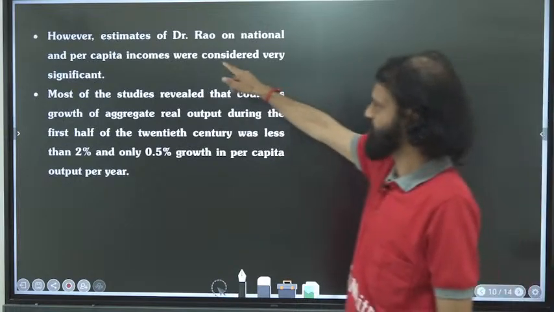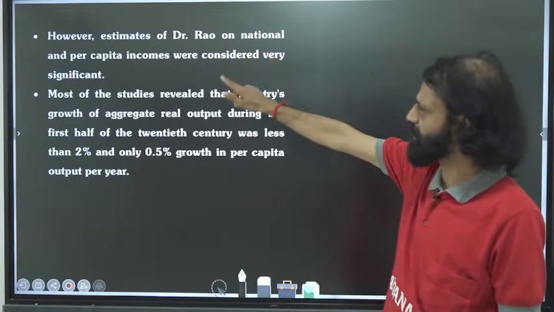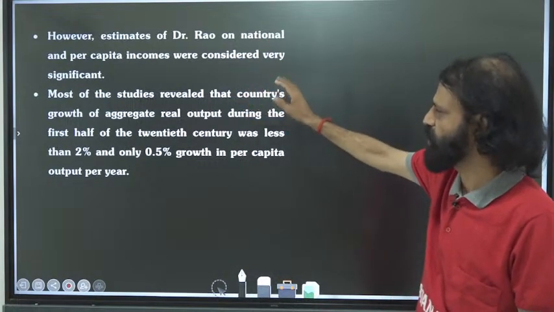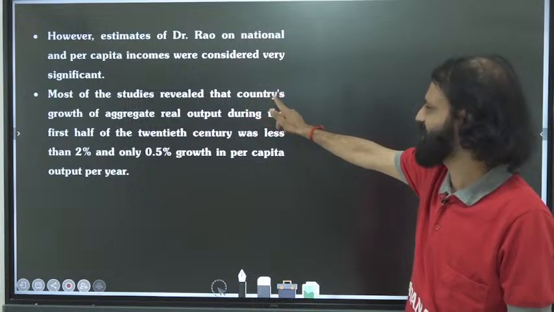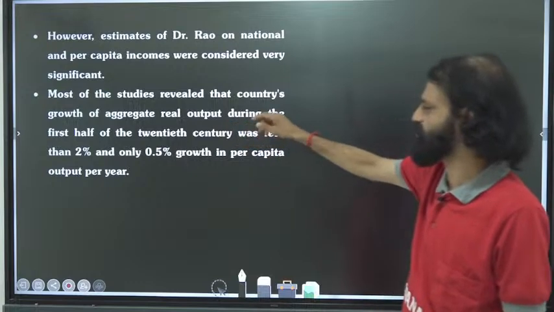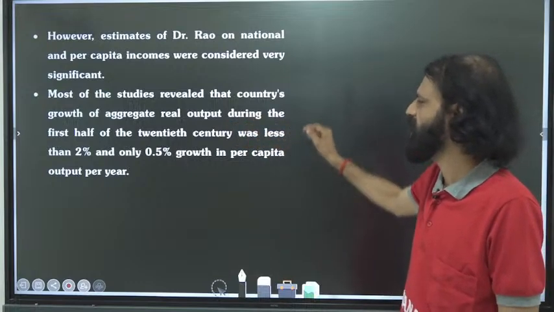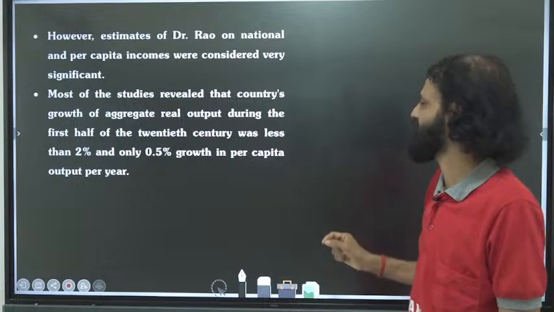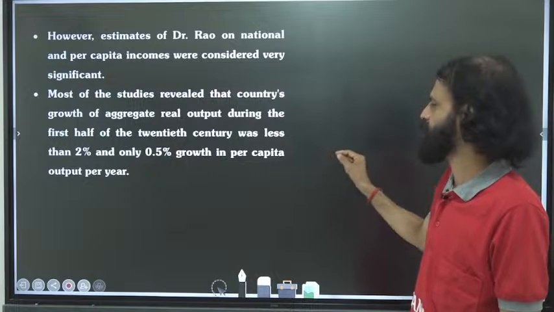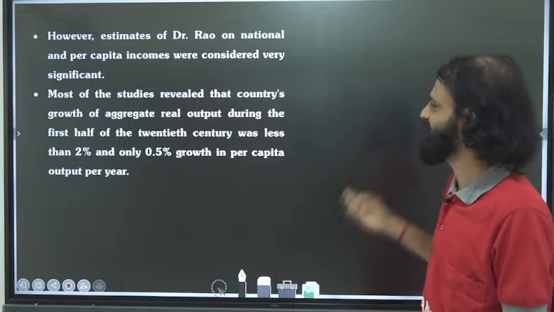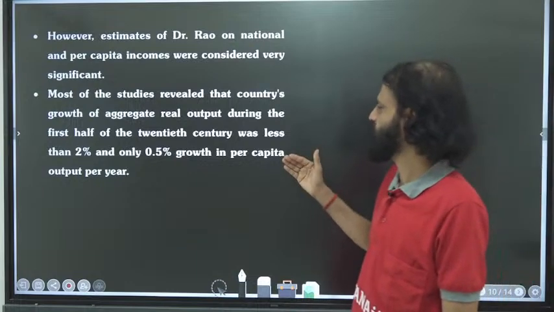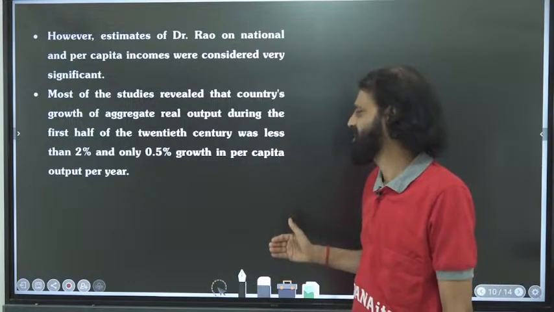However, the estimates of Dr. Rao on national and per capita incomes were considered very significant. Most of the studies revealed that the country's growth of aggregate real output during the first half of the 20th century was less than 2%, and only 0.5% growth in per capita output per year. Our national income and per capita income were very low.